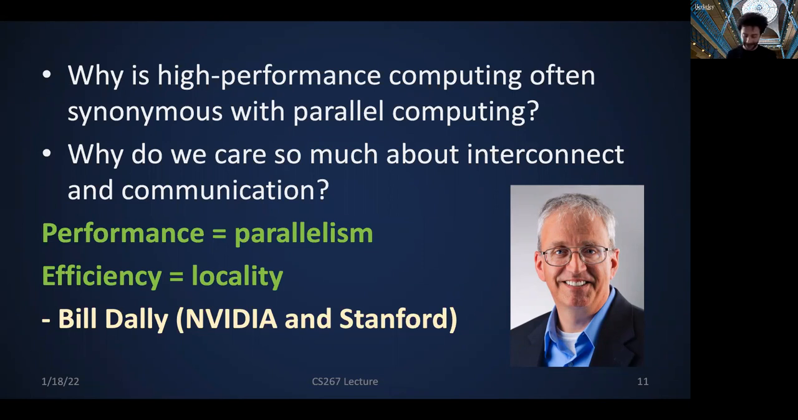And he really hammered home two equalities, which I really like. He used to give these lectures about a decade and a half ago. Performance is parallelism and efficiency is locality, right? So the first equality really answers your first question in the slide, and the second equality really answers the second question here. And these are by a large extent correct today. They haven't really aged badly.